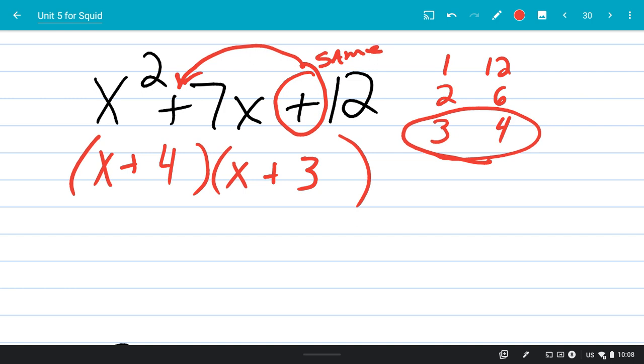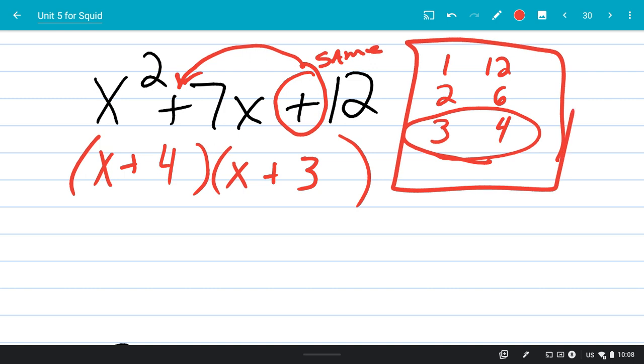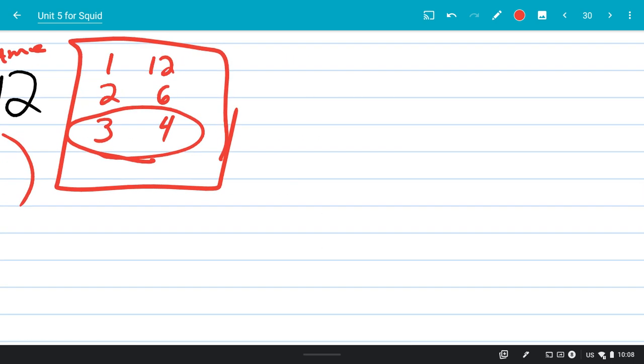Okay. Now, I want to talk about this list of factors here for a second. I do this in a specific order and for a reason. Stay with me here. Let's say we had the constant of 24, and I need to list all the factors of 24. This is how I do it. I always start with 1, because 1's always a factor, right? In this case, it would be 1 times 24, right? And then I work my way down the numbers.